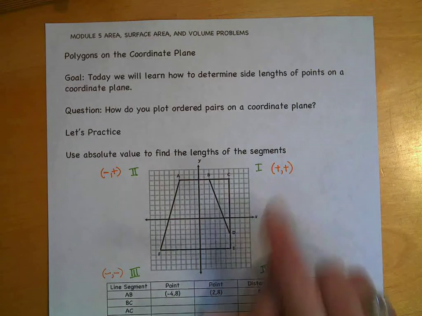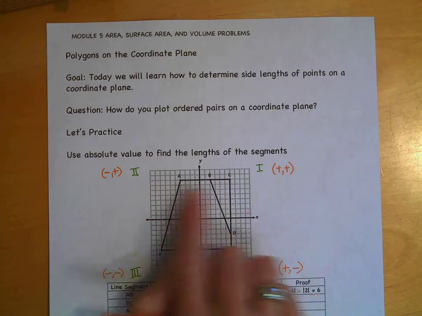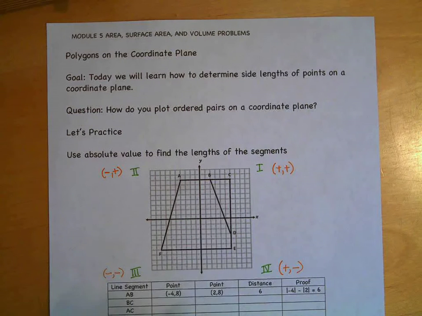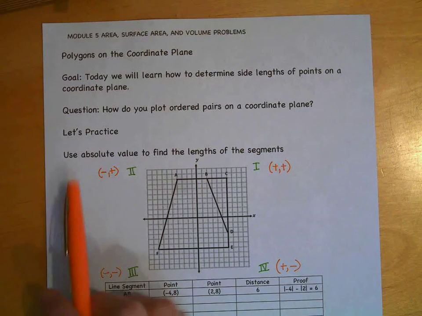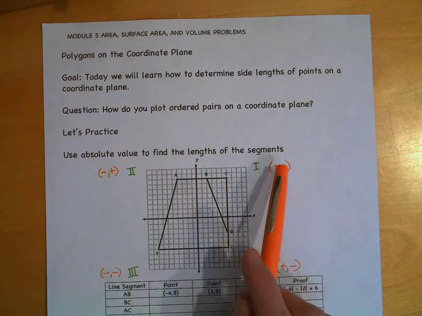And then what you have to do is you have to know these things so that you can figure out the length of segments. Because if you remember, our goal for today was we will learn how to determine side lengths of points on a coordinate plane. And so what we have to do is figure out the distance. It says let's practice. Use absolute value to find the lengths of the segments.